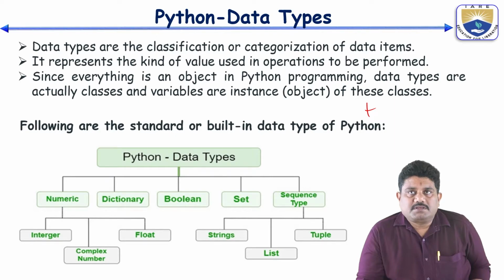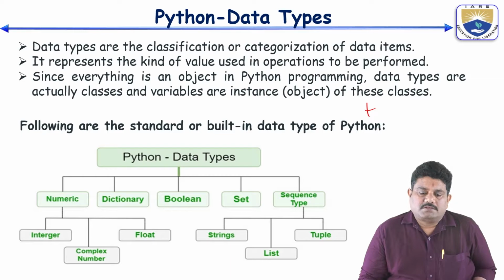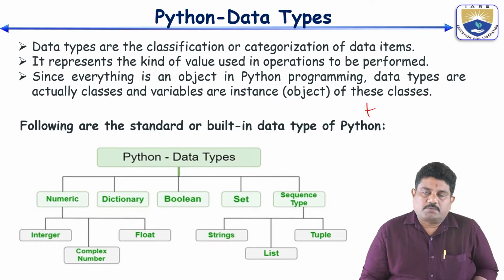Since everything is an object in Python programming, data types are actually classes and variables are instances or objects of these classes. So in Python, everything is treated as a class. These data types are also treated as classes, and whatever variables are created for those data types are treated as instances or objects of that class. We will discuss classes and objects later.